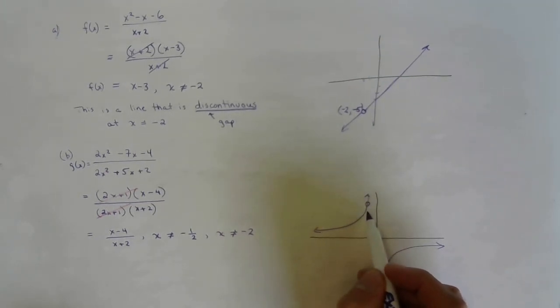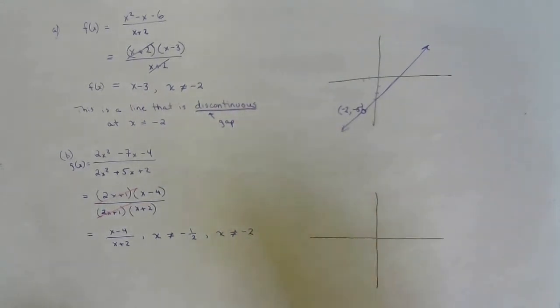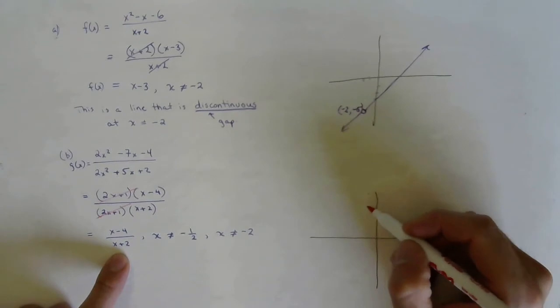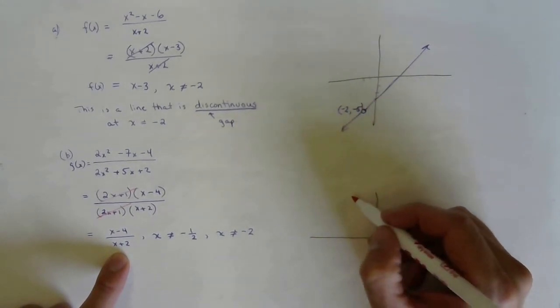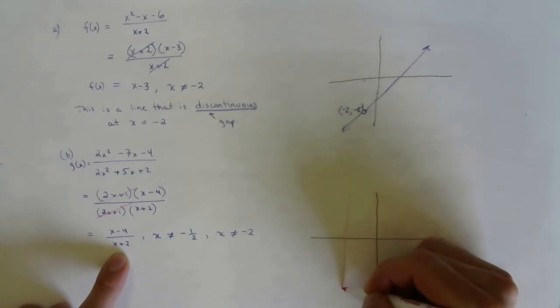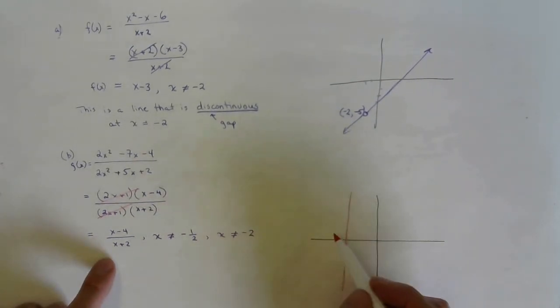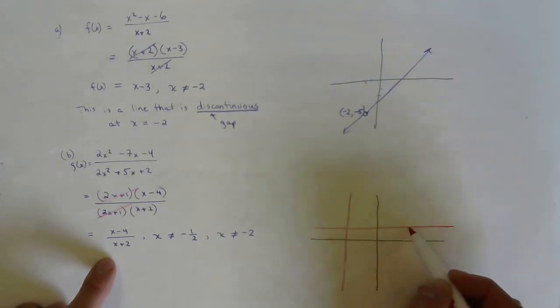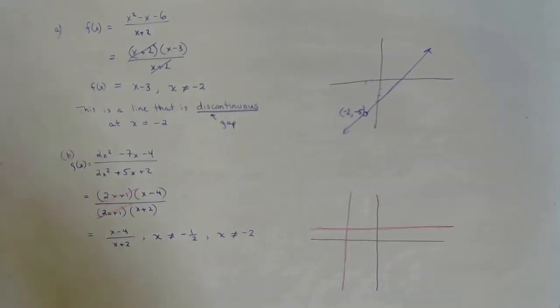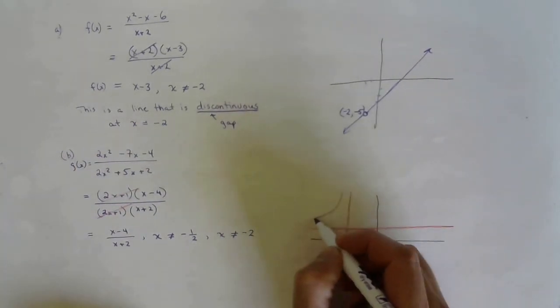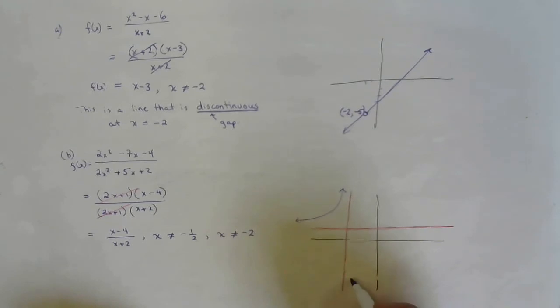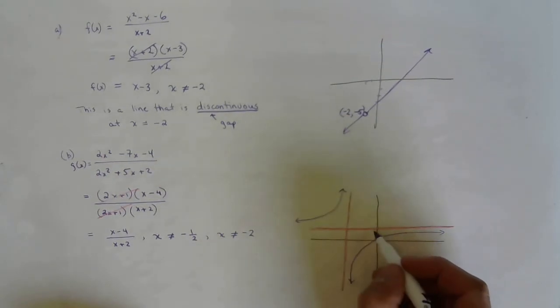Okay? I drew it wrong. Don't copy that, because I didn't draw my asymptote. My vertical asymptote is at x equals negative 2. And the horizontal asymptote is at a over c, which is 1. Now my sketch will make sense. And we have a gap where x equals negative 1/2, which is about right here-ish.